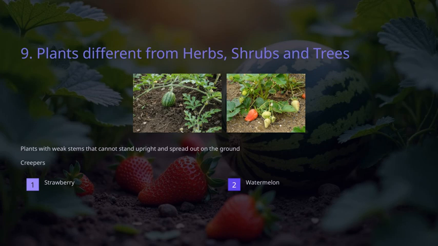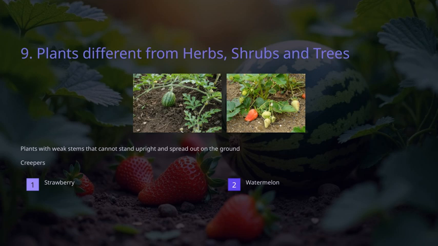All right, now let's look at plants that are different from herbs, shrubs, and trees. These plants have weak stems that can't stand upright on their own and tend to spread out along the ground. We call these plants creepers. For example, strawberries and watermelons are classic examples of creepers. They grow horizontally across the ground rather than vertically upwards. This way of growing helps them cover more area and access nutrients and sunlight efficiently.